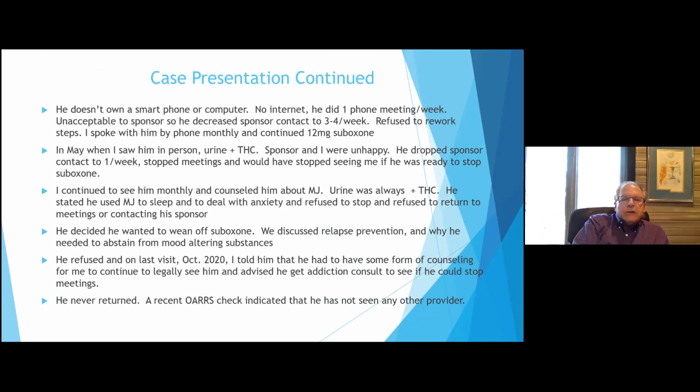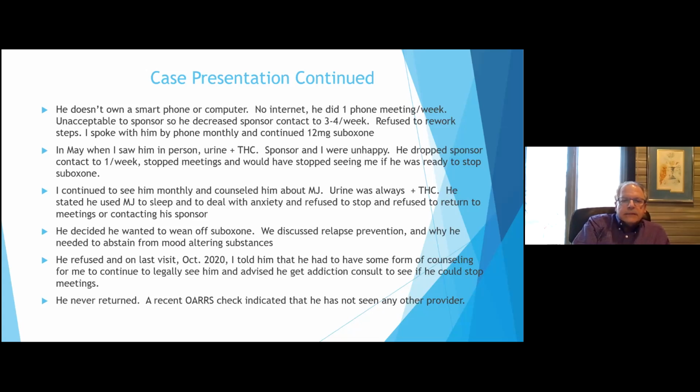Unfortunately, this patient doesn't own a smartphone, doesn't own a computer, doesn't have internet, doesn't understand how to use a computer. So he did 1 phone meeting per week, which was unacceptable to both his sponsor and to myself. I asked him to work the steps the second time. He refused to do so.